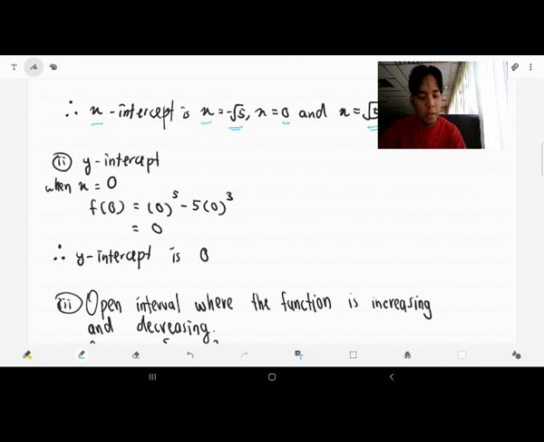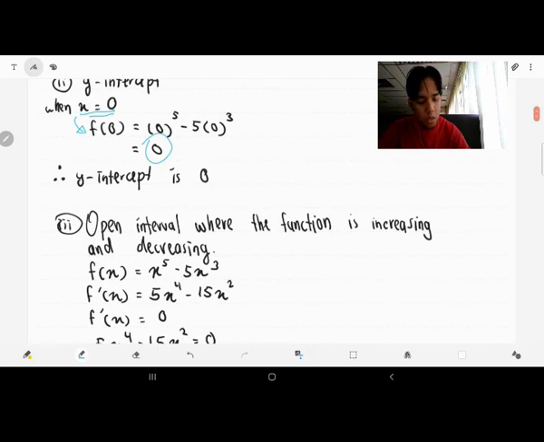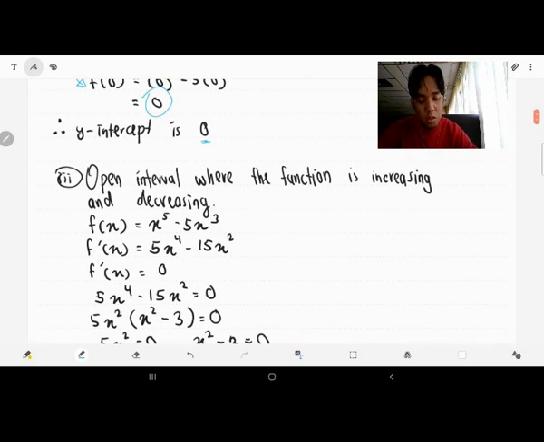Okay, for the y-intercept, we have to make x equal to 0. So we substitute 0 into the equation. f(0) equal to 0^5 minus 5 times 0^3. So we get 0. Therefore the y-intercept of the function is 0.